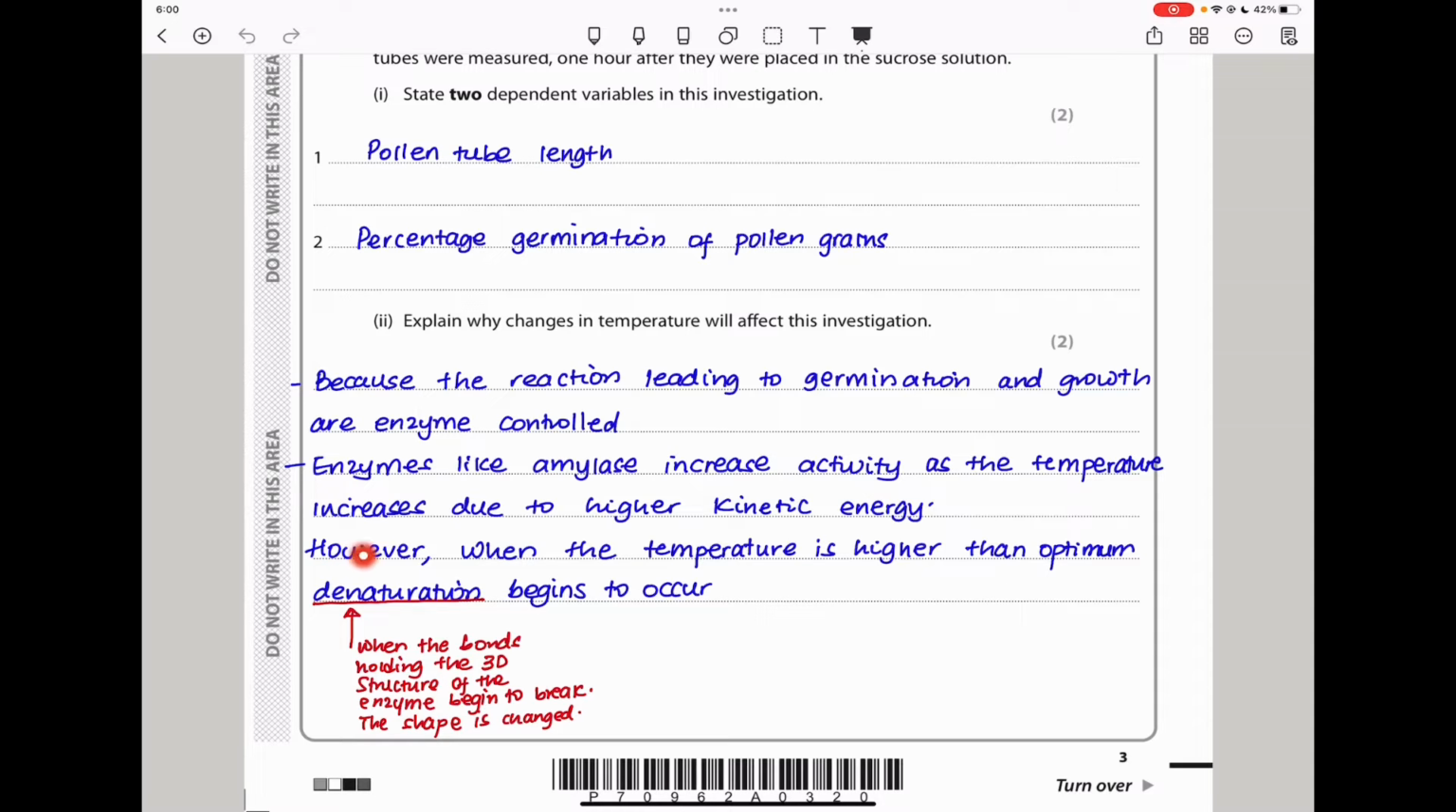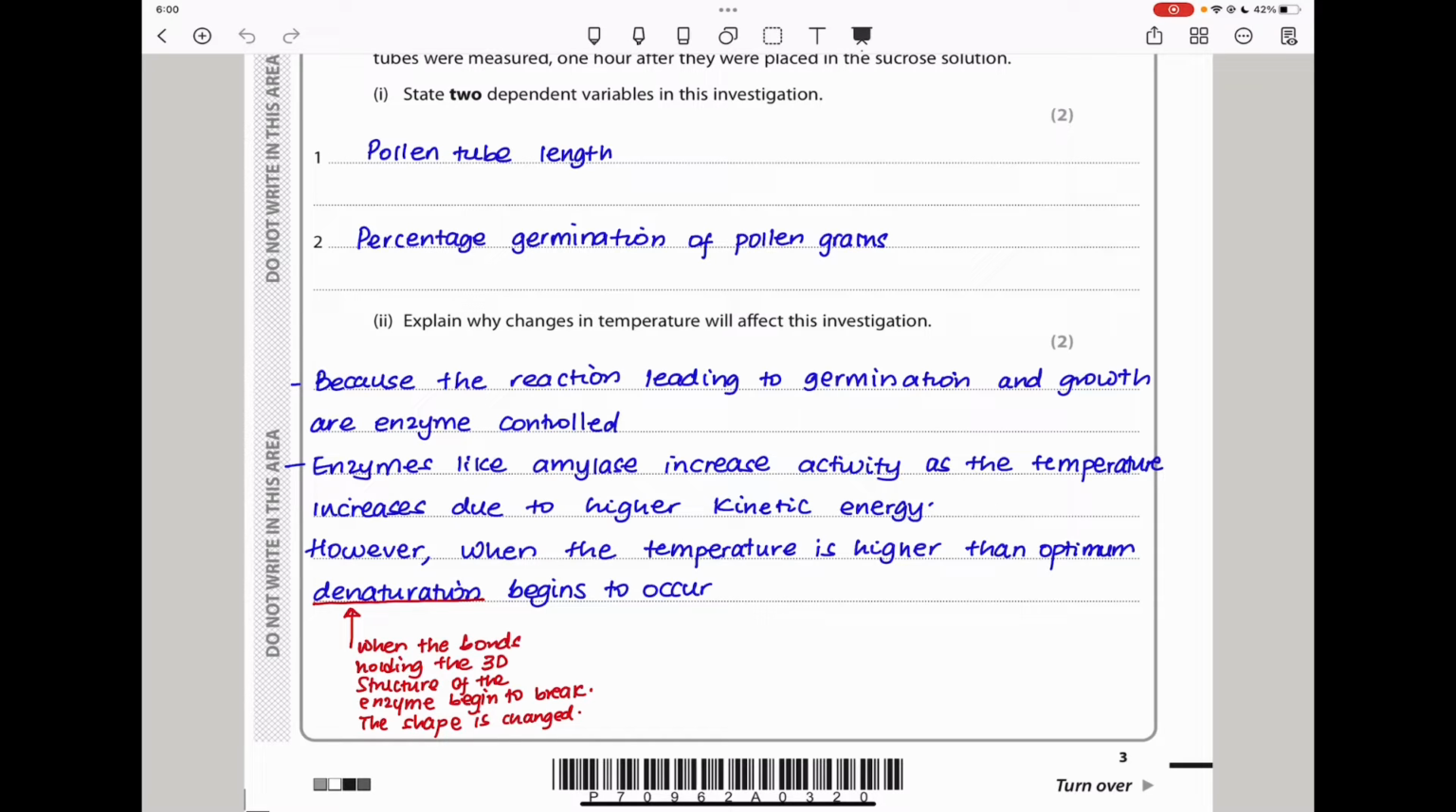I also went on to say, however, when the temperature is higher than optimum, denaturation begins to occur. Remember here they're asking you to explain why changes in temperature will affect. So temperature increasing will cause a higher rate. However, when the temperature goes beyond the optimum, then the enzymes are going to be denatured and there is going to be a decrease in the rate. So you have to consider both factors: higher temperature, higher rate of enzyme activity. However, when the temperature goes beyond the optimum, we'll see enzymes being denatured.